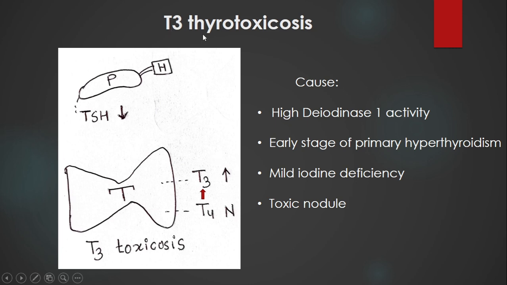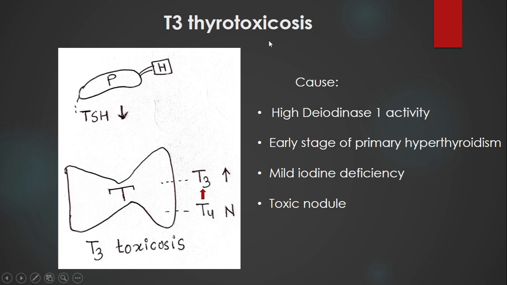Another condition is T3 thyrotoxicosis. Here the focus is on T3 only. The laboratory report is that TSH is decreased, T3 is increased, but T4 is normal. Because it is T3 toxicosis, T3 gets increased, and this T3 provides negative feedback to the higher center. That's why TSH gets decreased, but T4 is normal, and this is the case of T3 thyrotoxicosis.